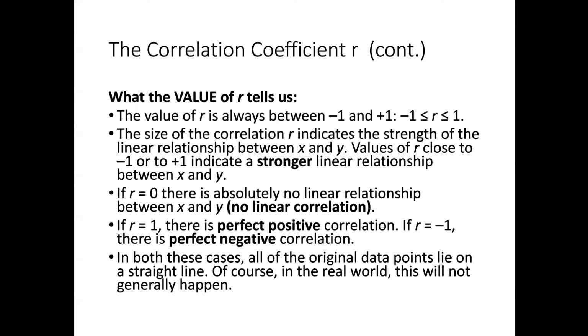If R is 0 or close to it, that means that there is no linear relationship between your two variables, so you can't use a regression equation. If it's 1, that's perfect linear correlation. If it's positive, the slope of that line would be positive, so the sign of your correlation coefficient corresponds to the sign of the slope of your line. If R is -1, that's a perfect negative correlation, so the slope of your regression line would be negative.